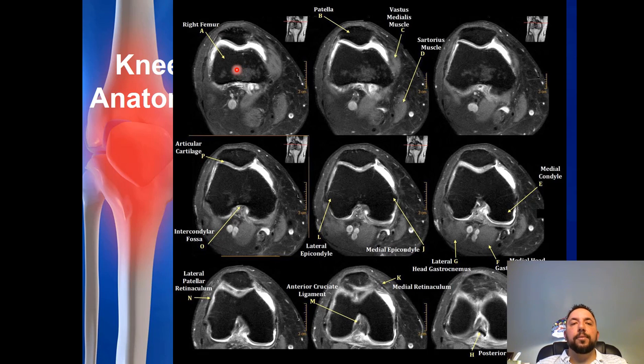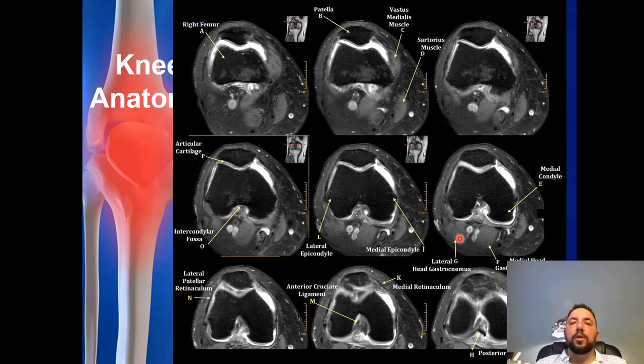So here's the right femur. Here's the patella, the vastus medialis muscle, the sartorius muscle. On PD fat sat, the muscle is going to be gray. On T2 fat sat, the muscle will be dark. The medial condyle versus the lateral condyle. The lateral head of the gastrocnemius, the medial head of the gastrocnemius, the lateral epicondyle in the corner, articular cartilage, basically the femur to the patella, the intercondylar fossa.